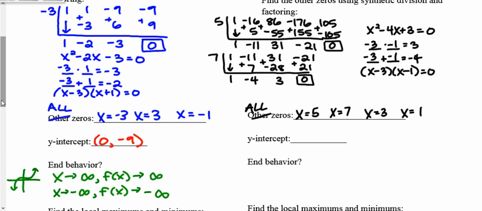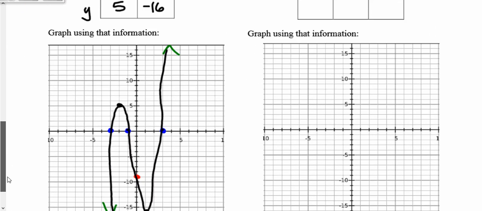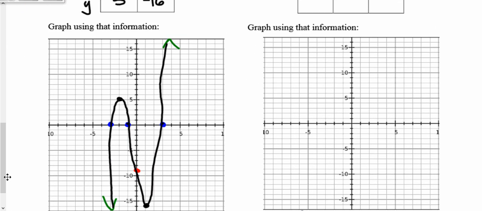So we have some zeros. We have some x-intercepts: 1, 3, 5, and 7. So I'm going to go ahead and put those on the graph. Okay, so as soon as you find a piece of information, put it on your graph.